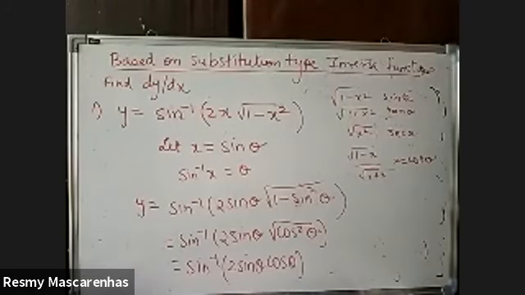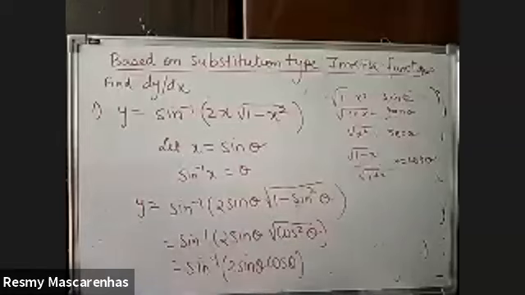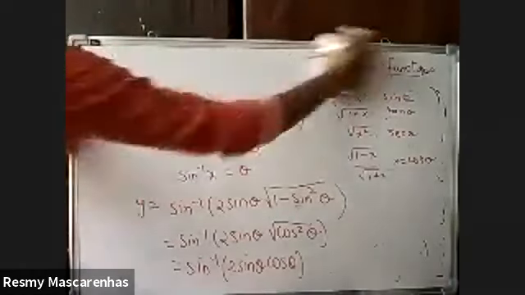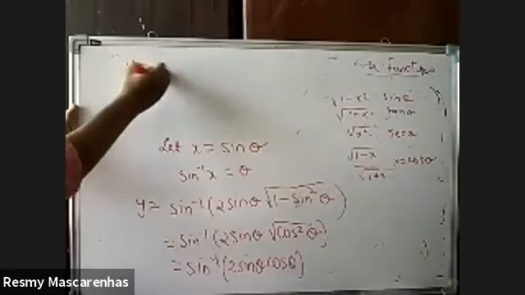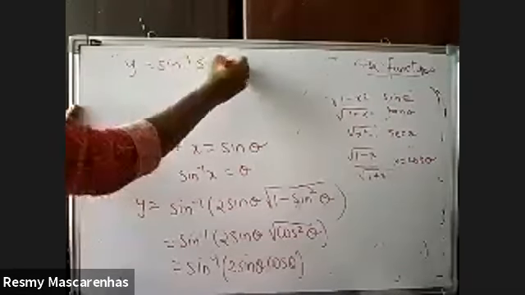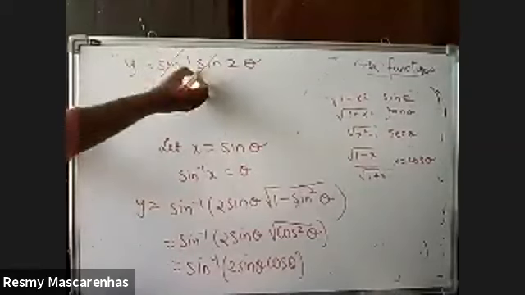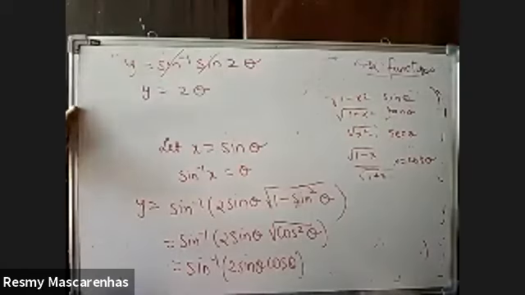And yesterday only we had done that formula. What is 2 sine theta cos theta? That is sine 2 theta. 2 sine theta cos theta is nothing but sine 2 theta. So y will be sine inverse of sine 2 theta. Now sine inverse and sine will cancel. So the answer is in terms of theta.